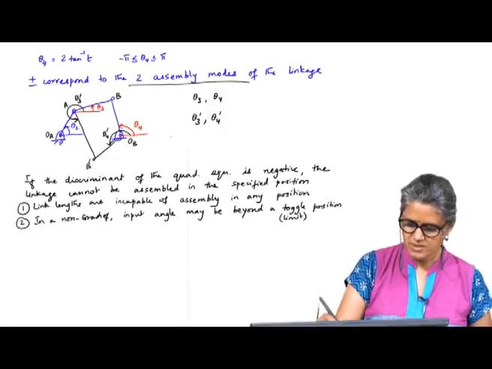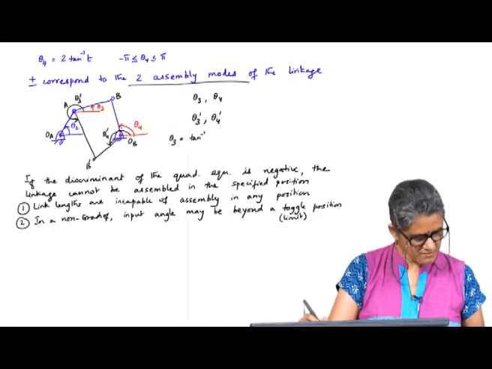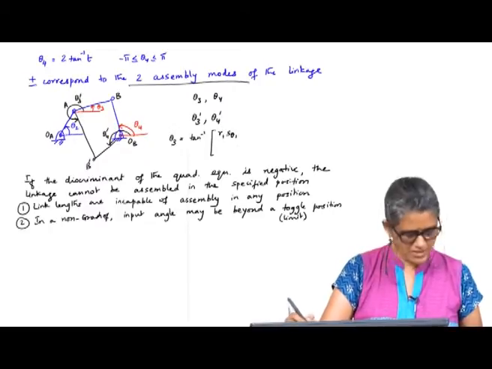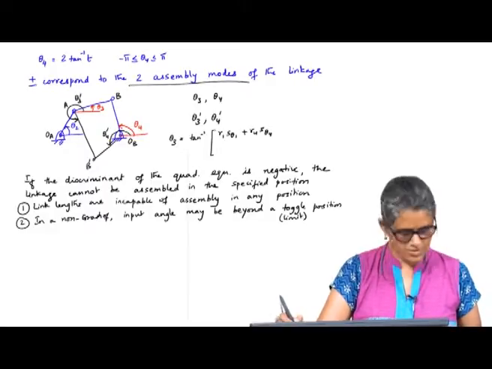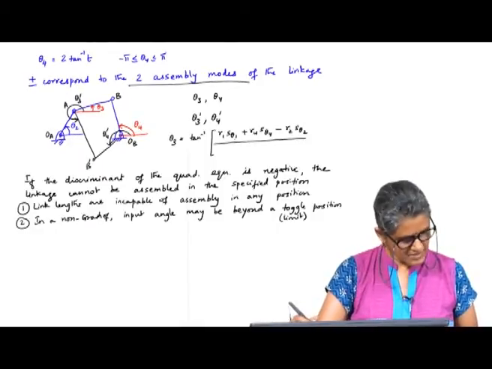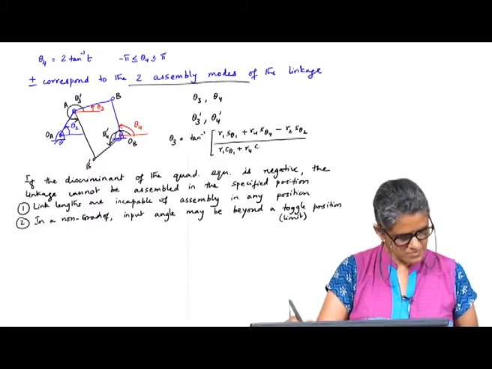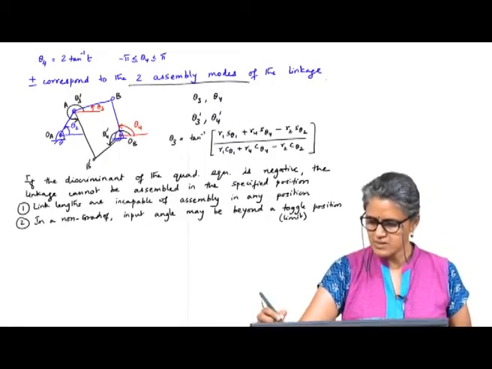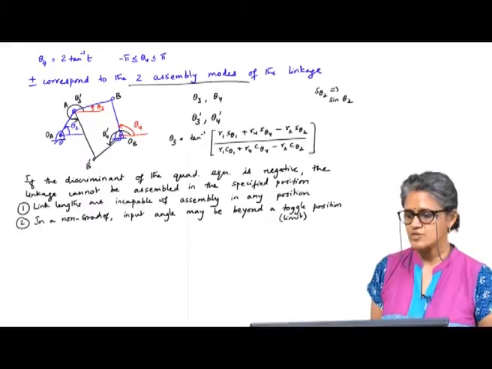Okay, here theta 3 from the previous equation you get as tan inverse of (r1 sin theta 1 plus r4 sin theta 4 minus r2 sin theta 2) divided by the corresponding cosine terms, where S theta 2 means sin theta 2, just a short form.